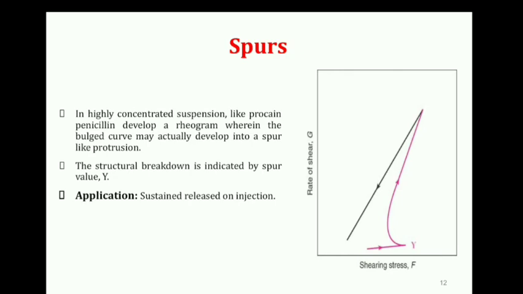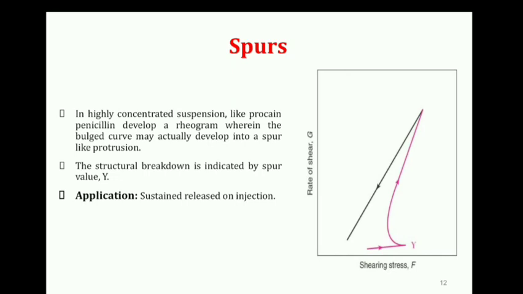Next it is spurs. A highly concentrated suspension like broken penicillin develops a rheogram wherein the bulged curve may actually develop into a spur like protrusion. Spur like means a needle like or sharp point is there, so it is called a spur. The structural breakdown is indicated by the spur value y.